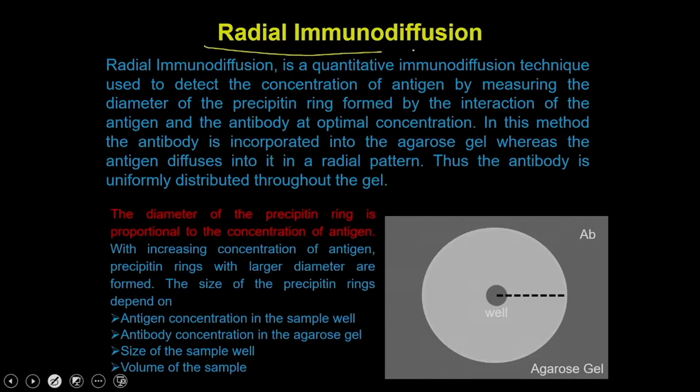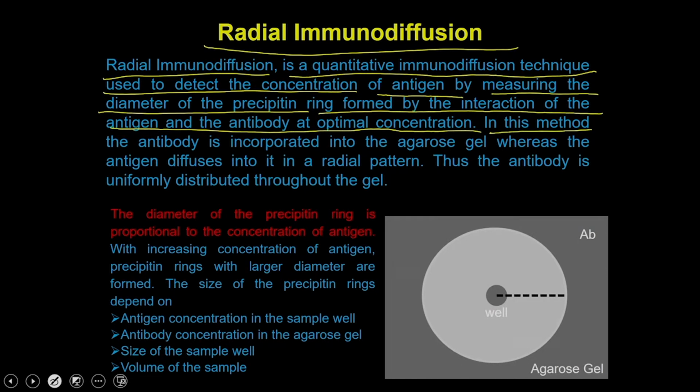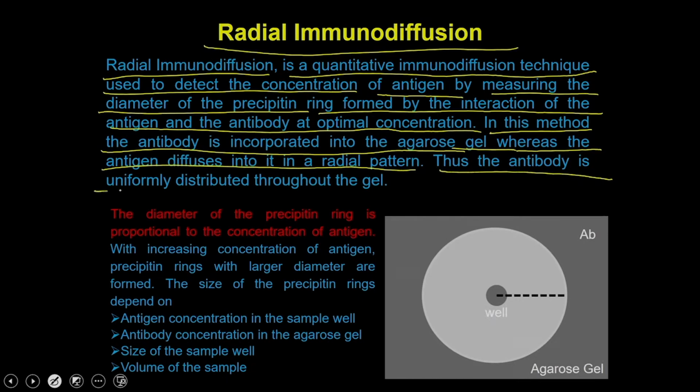Now, the next is radial immunodiffusion assay. Radial immunodiffusion assay is a quantitative immunodiffusion technique used to detect the concentration of an antigen by measuring the diameter of the precipitin ring formed by the interaction of the antigen and the antibody at an optimal concentration. In this method, the antibody is incorporated into agarose gel, whereas the antigen diffuses into it in a radial pattern. Thus, the antibody is uniformly distributed throughout the gel.